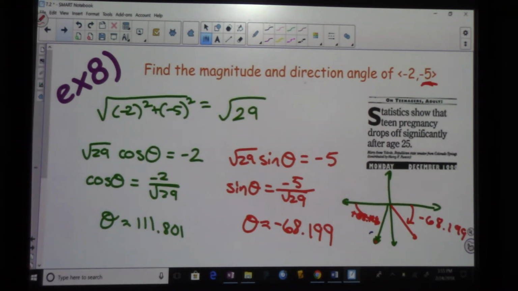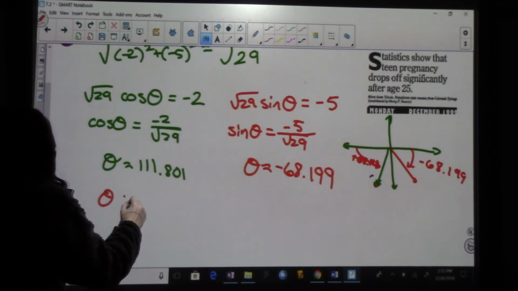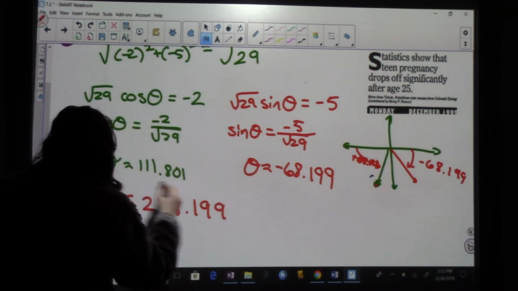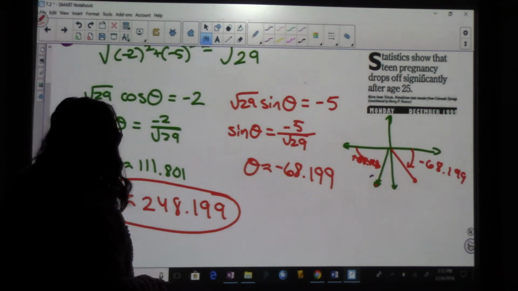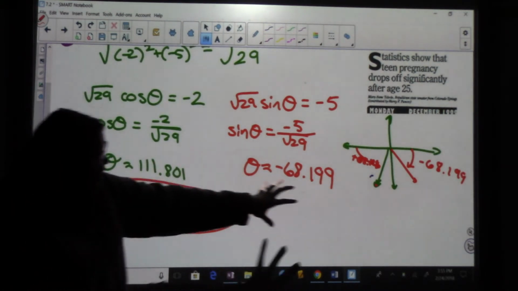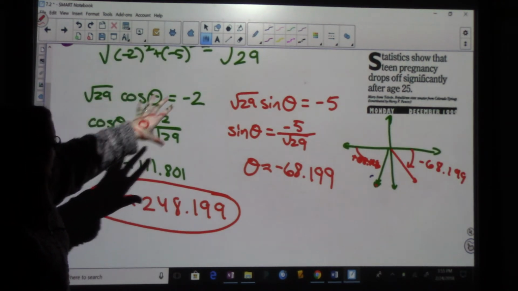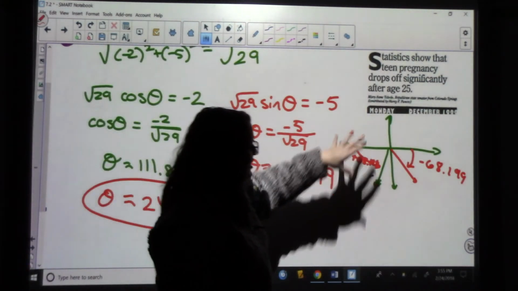I'm going to add it to 180. I get theta is approximately 248.199, and that is in quadrant 3. So the hardest ones occur in quadrant 3 simply because our inverse trig does not cover quadrant 3. So I still found both of my thetas, but then I had to use a little picture in symmetry.